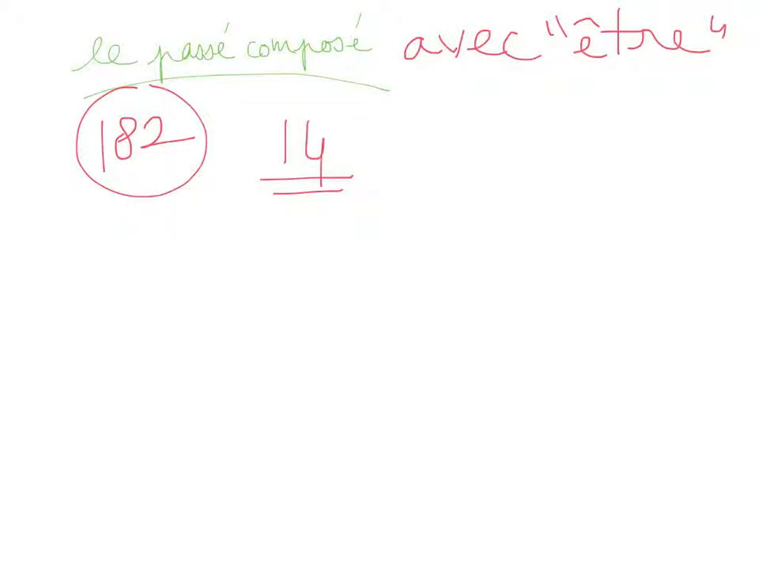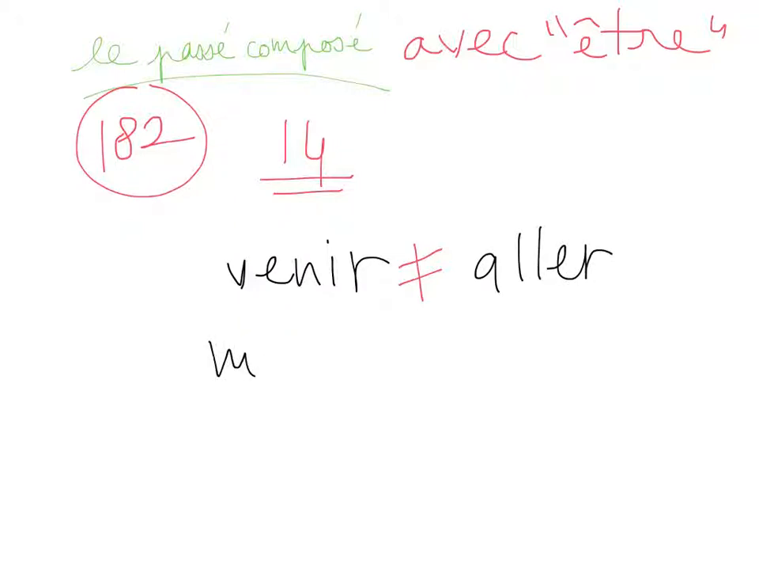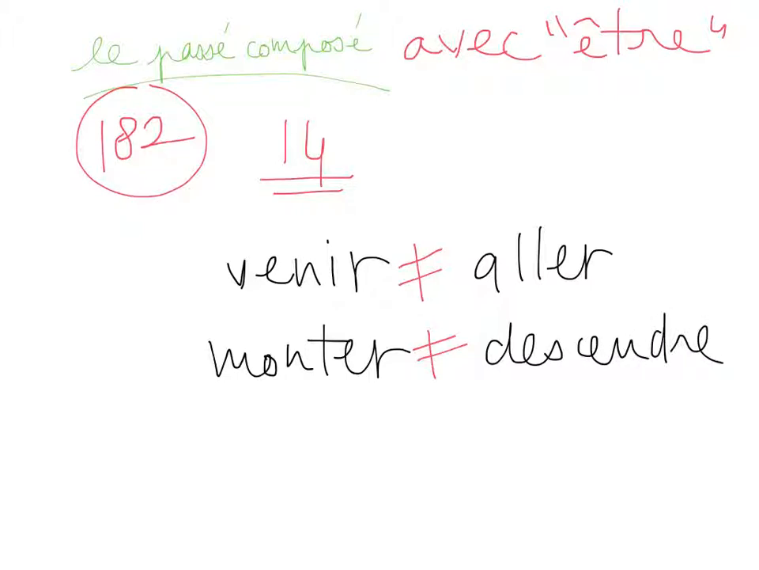When you think about it, well, two things. Take a look at this. Venir. What would the opposite of venir be? It's going to be aller. D'accord? What about monter? It's going to be descendre. If you think about all these verbs for a second, there is one thing.